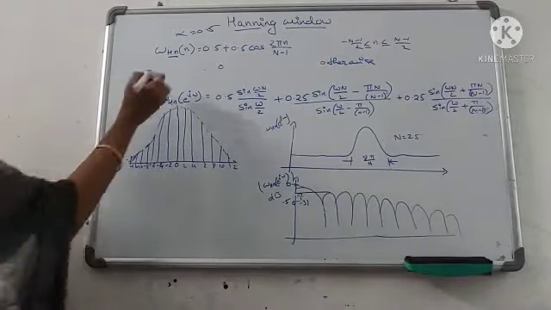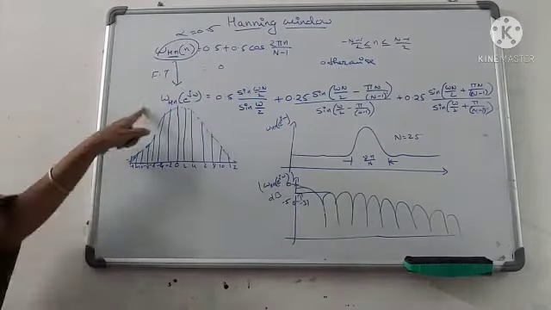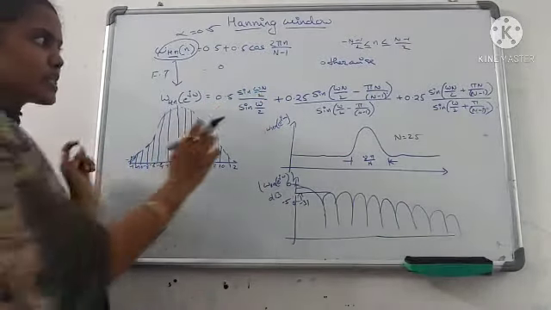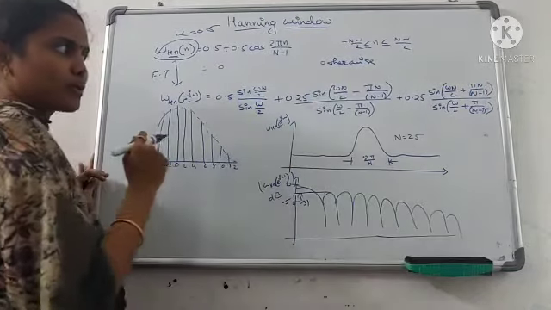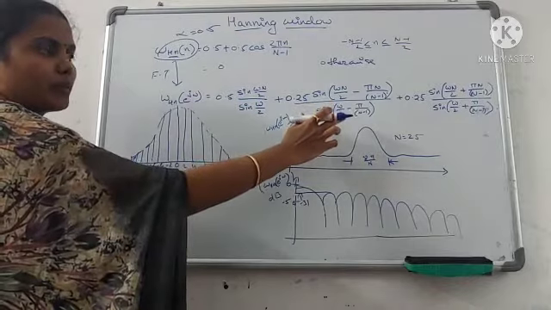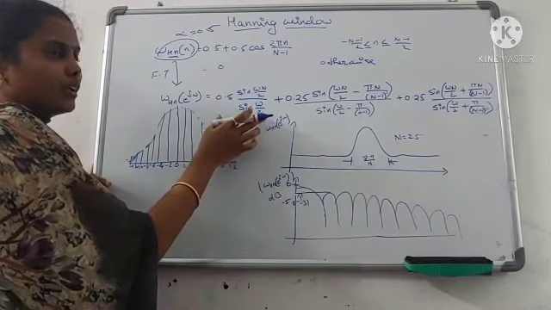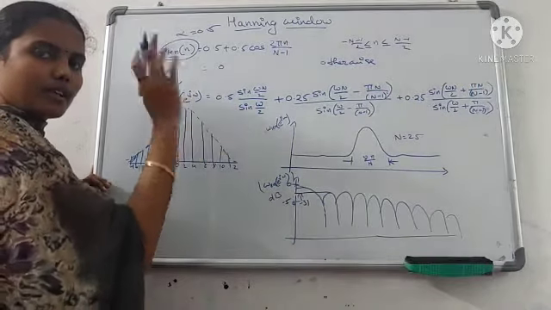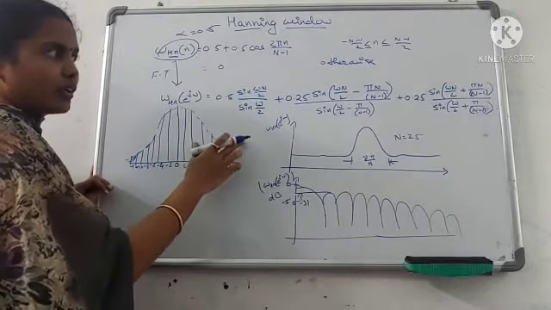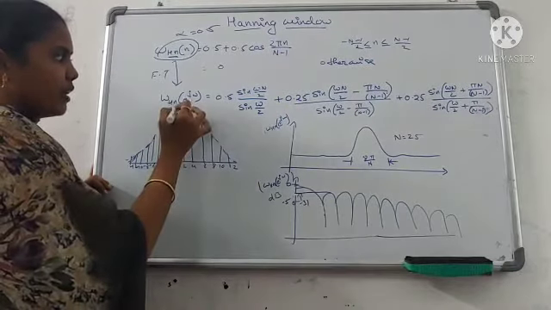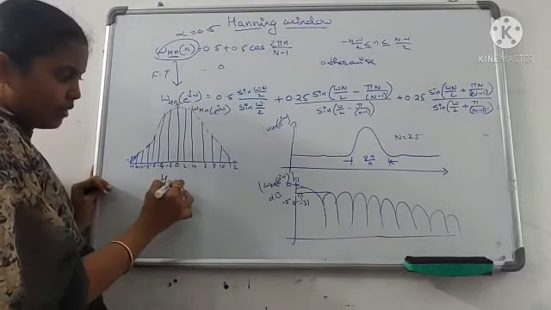Now if you find the Fourier transform of the window, you get 0.5 sin(omega N by 2) by sin(omega by 2) plus 0.25 into sin(omega N by 2 minus pi N by N minus 1) by sin(omega by 2 minus pi by N minus 1). So how to get this equation? You have to follow the steps in the raised cosine window procedure. Now this is W_H of e power j omega.